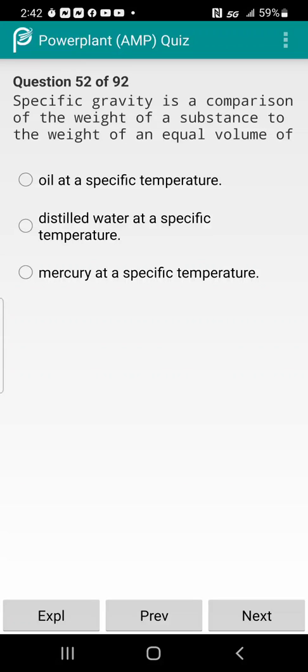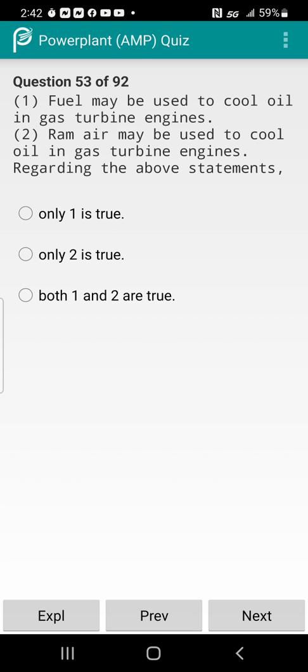Specific gravity is a comparison of the weight of a substance to the weight of an equal volume of distilled water at a specific temperature. Fuel may be used to cool oil in a gas turbine engine. Ram air may be used to cool oil in a turbine engine. Both are true.